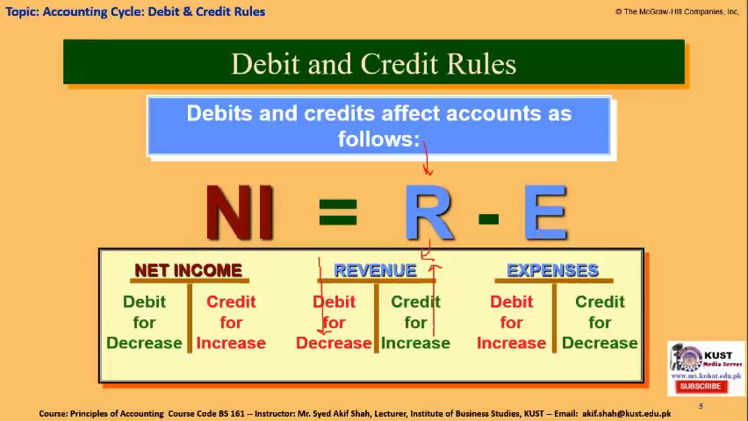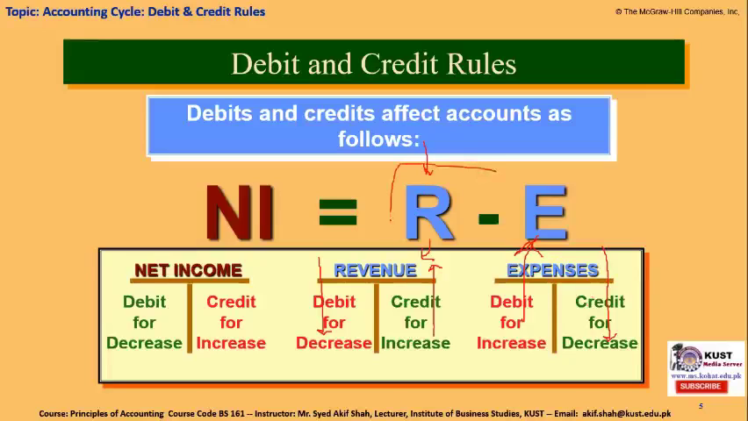For expenses, the rule is inverse. When there is an increase in the expenses of the company, it will be recorded as a debit entry at the left hand side of the T account. And when there is a decrease in the expenses of the company, we have to record that transaction or that expense at the right hand side of our T account with the credit entry.